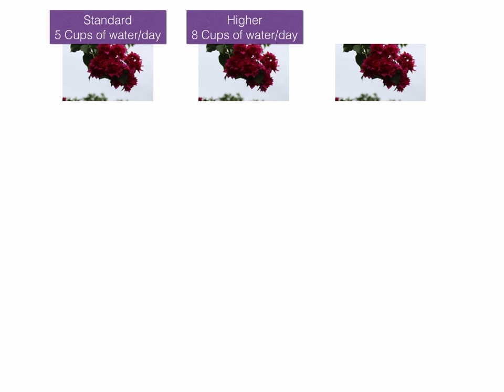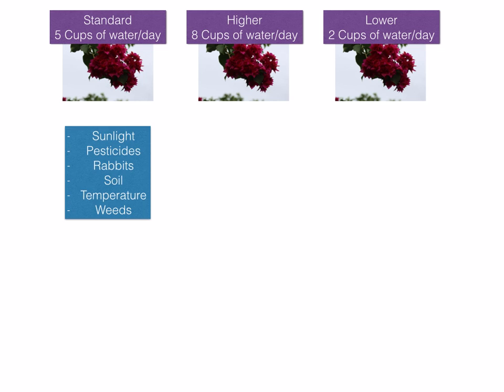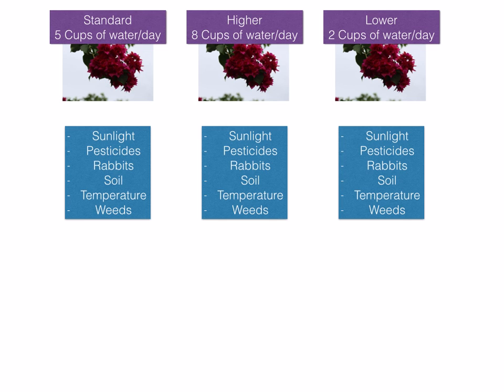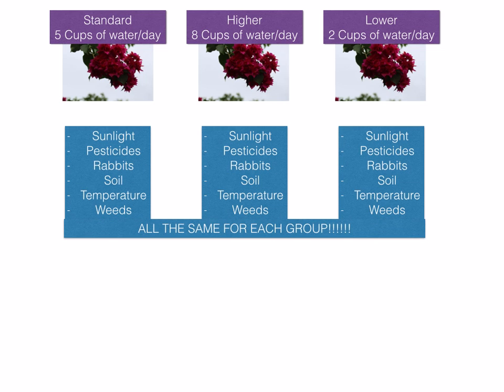So now we have groups 1, 2, and 3. First group, we're going to give it standard 5 cups of water a day. Most plants kind of like 5 cups of water a day, say. We're going to give another group a little bit more water, 8 cups of water a day. And we're going to give another third group lower amounts of water so we can see higher, lower, and normal amounts of water. Again, the purple is our independent variable. So our blue is our constants, and these will all be the same for each group.